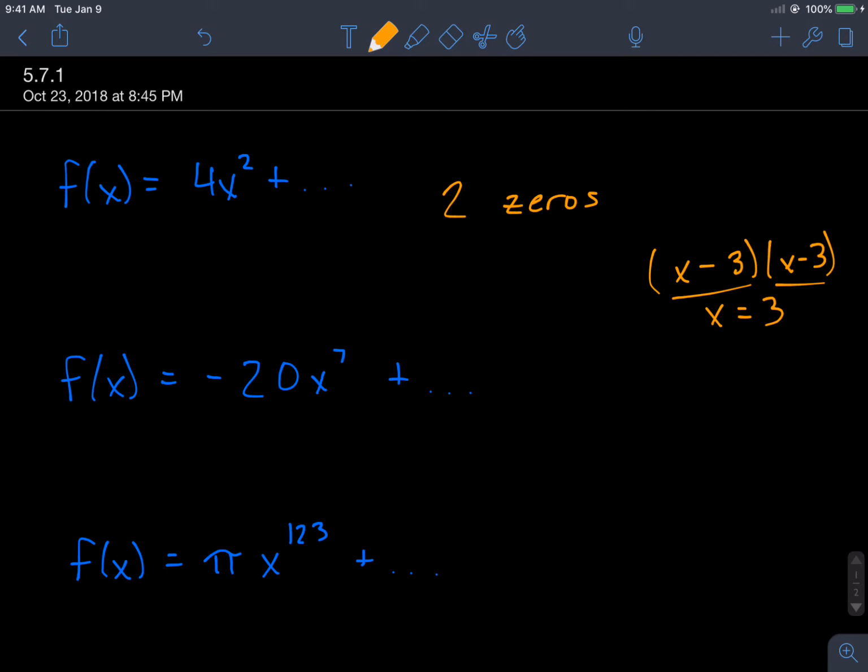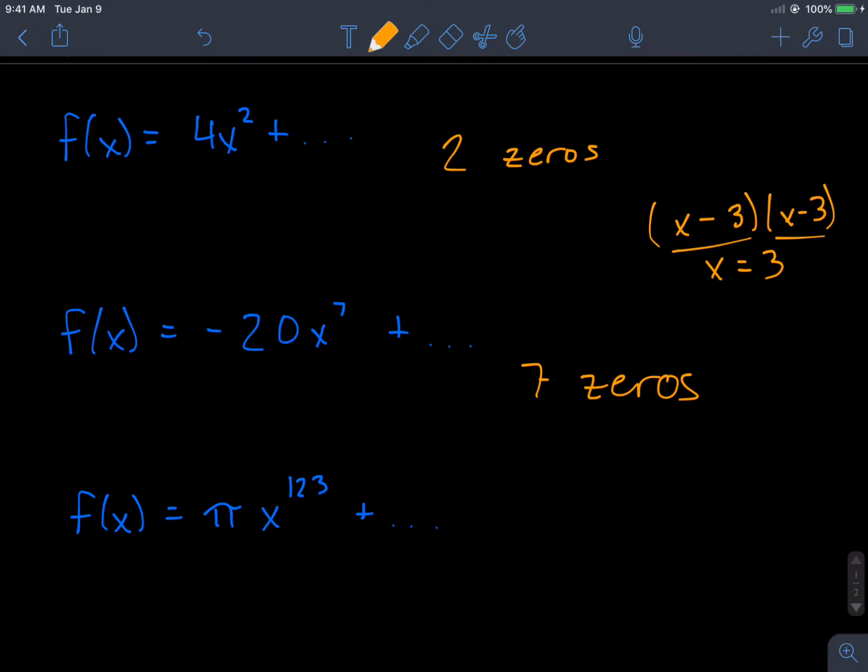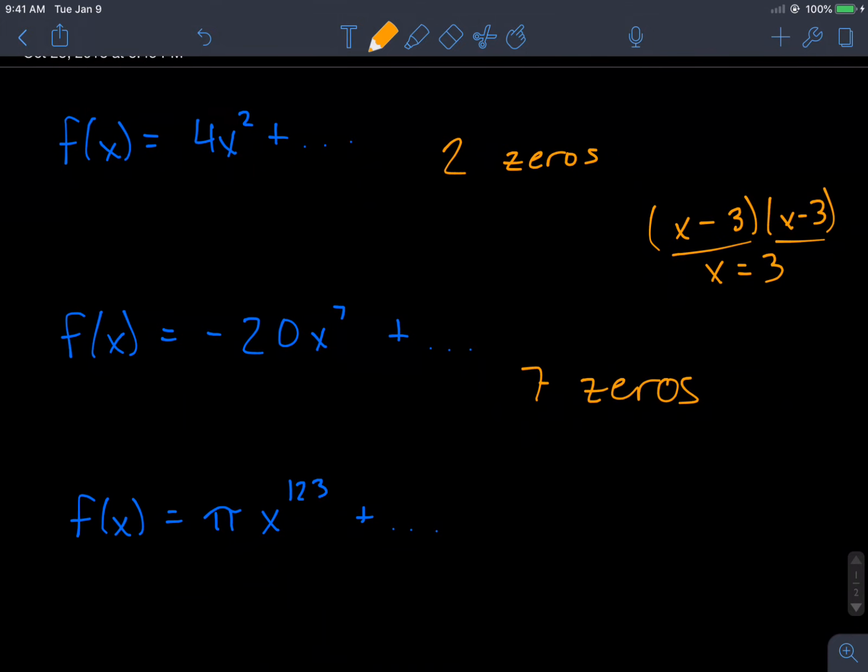that polynomial might have. So if we have f of x equals negative 20 x to the 7th, if that's the highest power, then we could have 7 zeros. And just for fun, if we have pi x to the 123rd plus a whole bunch of other terms, and it's a polynomial, then we could have 123 zeros. Easy as that. And that's the fundamental theorem of algebra.